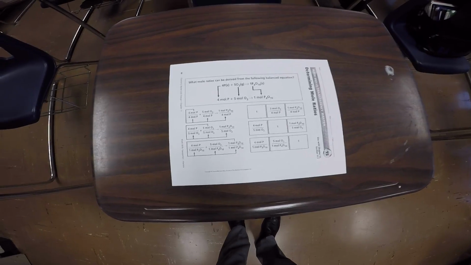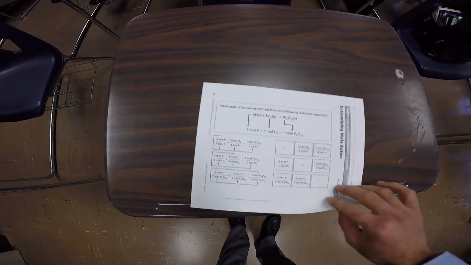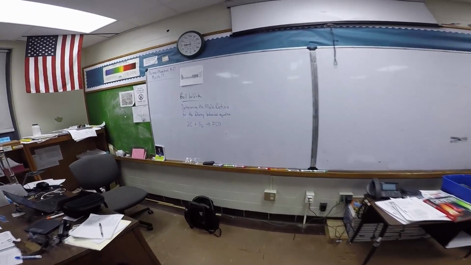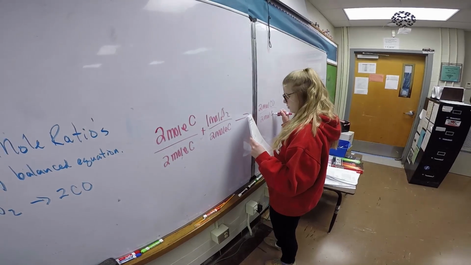Alright, so we've got the homework here, mole ratios. We're reviewing question number 1, which is the bell work. So can anybody come up here and do this for 5 points?